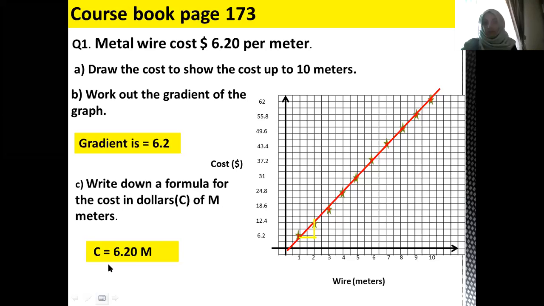Okay? Where is the y intercept? The y intercept is the 0 point. It intersects with the y axis from the origin.